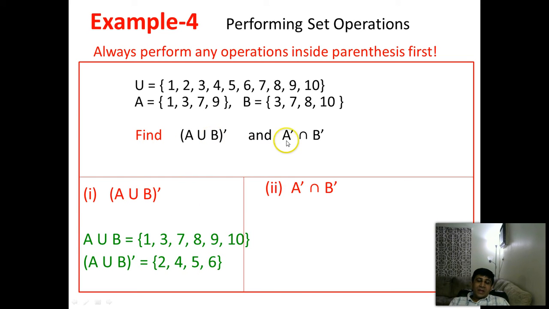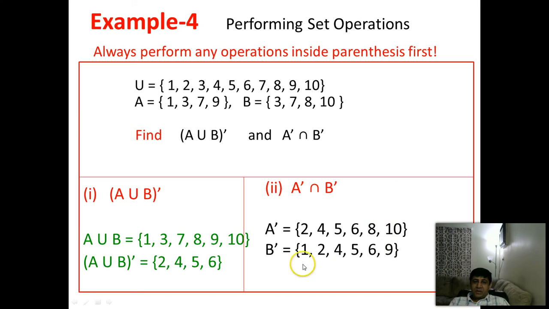Now let's look at A complement intersection B complement. First we have to find A complement, then find B complement, and then find if they have anything in common. A complement is this, B complement is this. Do they have anything common? Yes, they have 2 common, 4 common, 5 common, 6 common. Put them out: 2, 4, 5, 6.